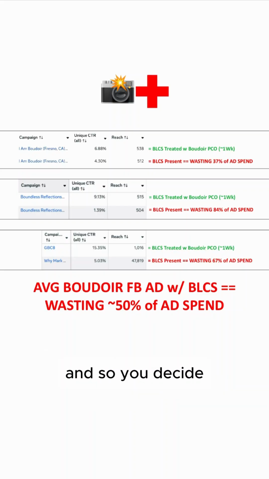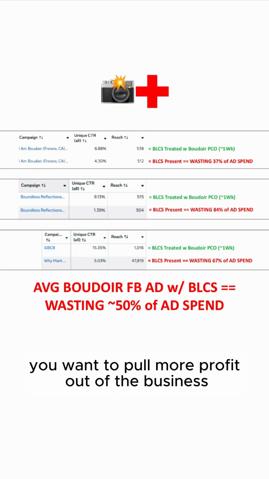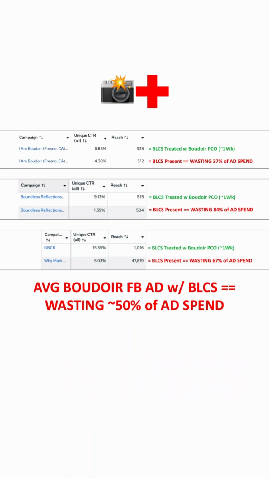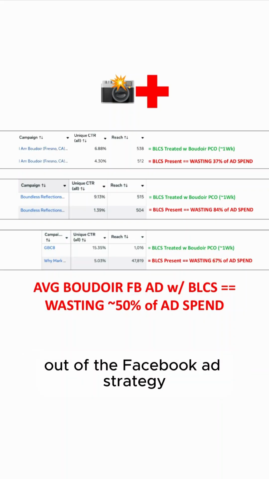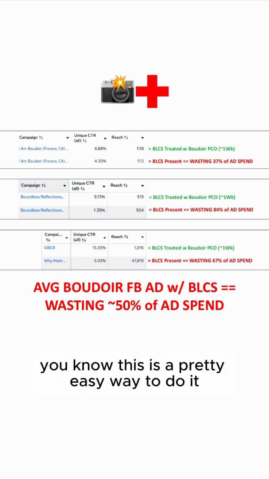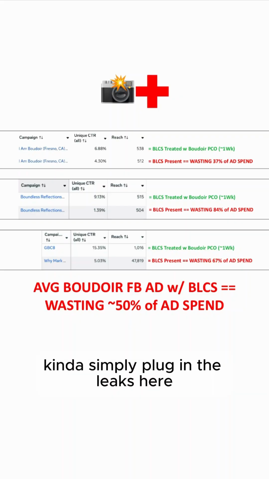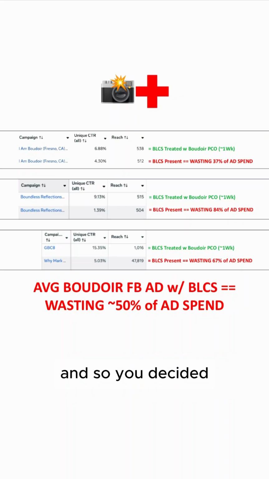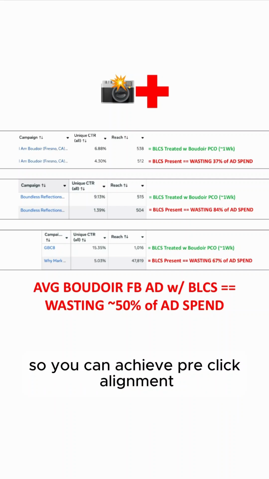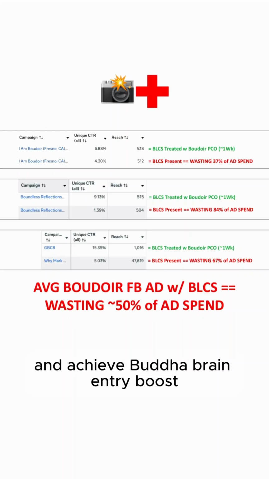Prices going up everywhere, and so you decide you want to pull more profit out of the business. You've optimized other places in the business, but now you're ready to pull more money out of the Facebook ad strategy. And this is a pretty easy way to do it. Simply plug in the leaks here with Boudoir Pico treatment. So you decided you want to treat your boudoir Facebook ads with Boudoir Pico so you can achieve pre-click alignment, become a dominant boudoir advertiser, and achieve boudoir brain entry boost.